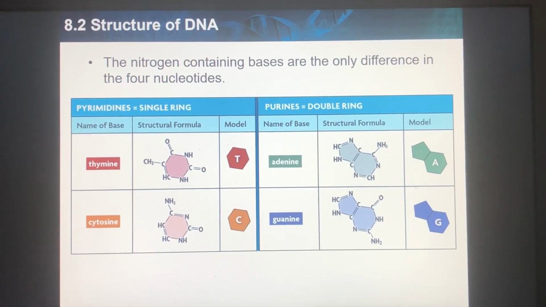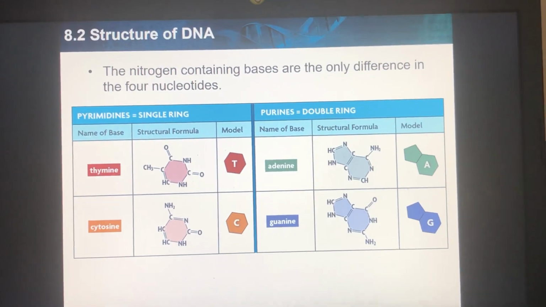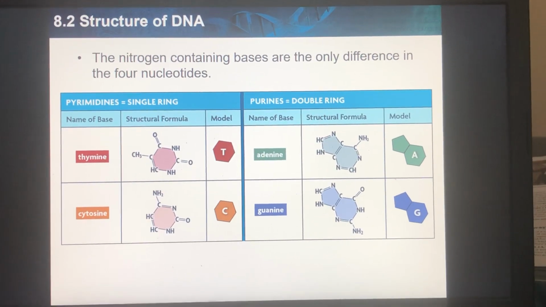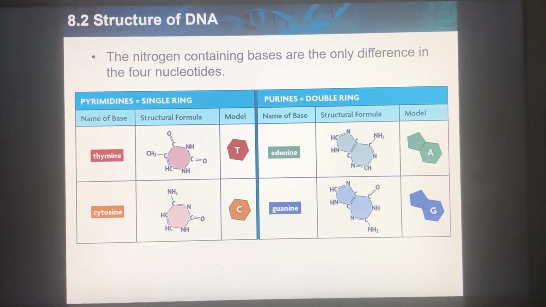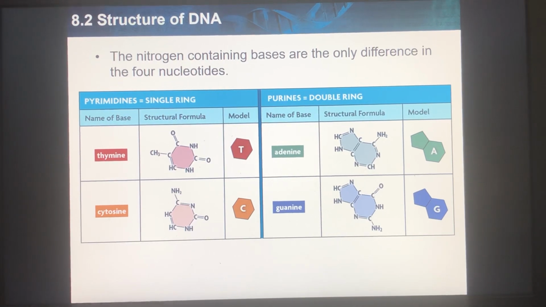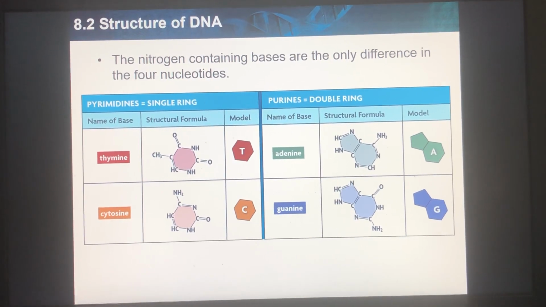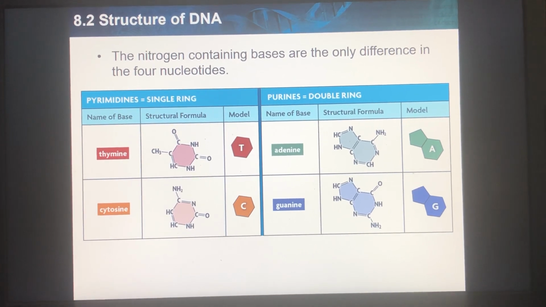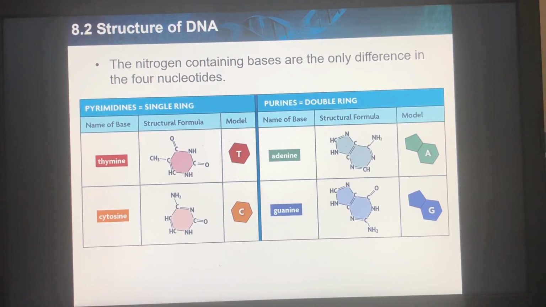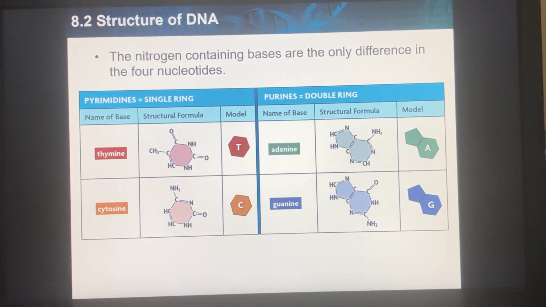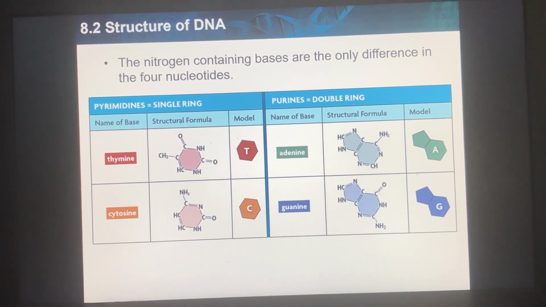How are you guys? Let's complete section 8.2, structure of the DNA. The last thing we talked about was the nucleotide structure, and we know now there are 4 nucleotides, and those 4 nucleotides are thymine, adenine, cytosine, and guanine.